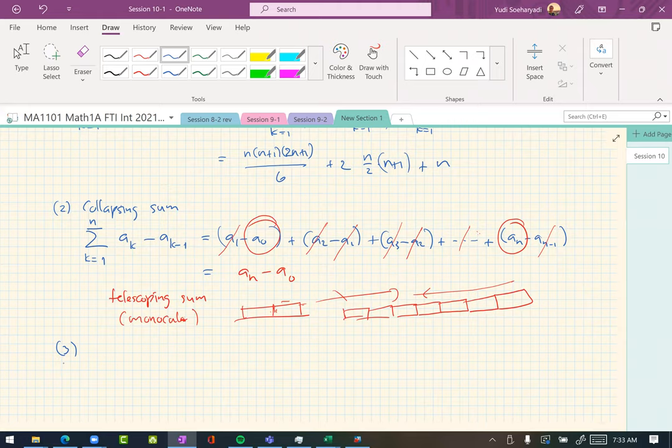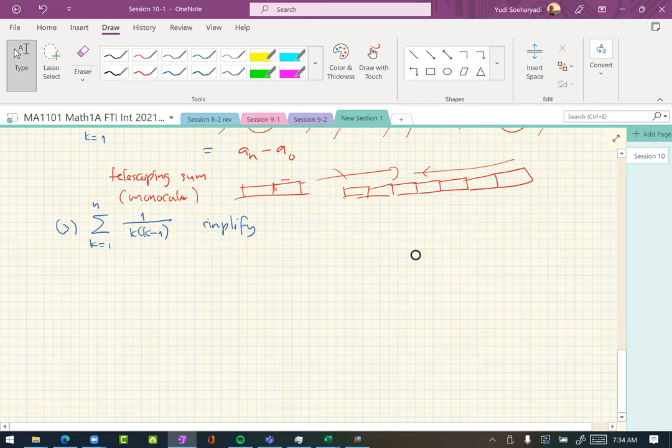Let's see how to do this one, for example. The sum from k equals 1 to n of one that looks like this one, simplify as much as possible. Okay, so how do we do this one? Well, let's try to simplify, not simplify though. You may argue this is the simplest one, but we want to write it in this possible form, A over k plus B over k plus one. Doesn't matter now.